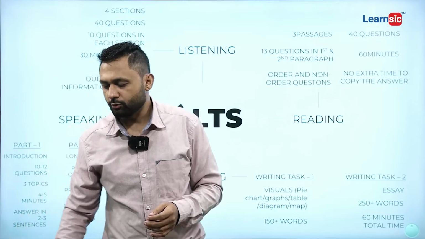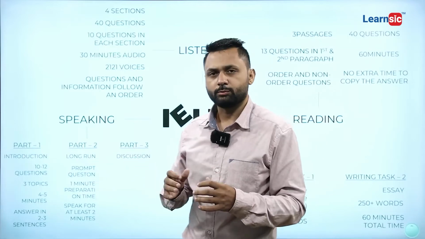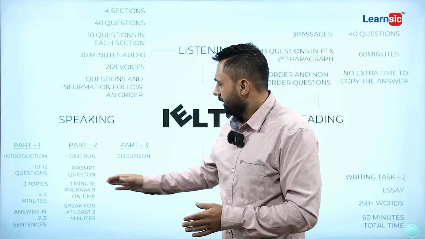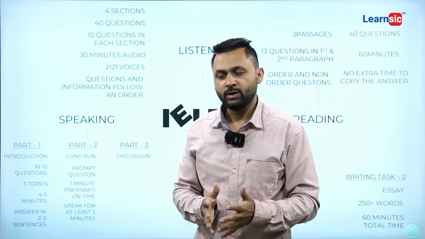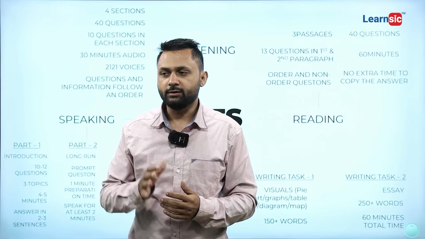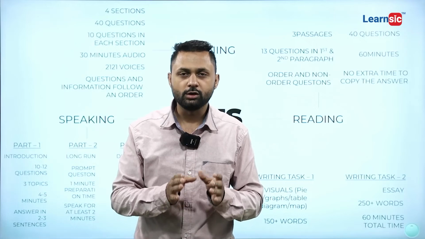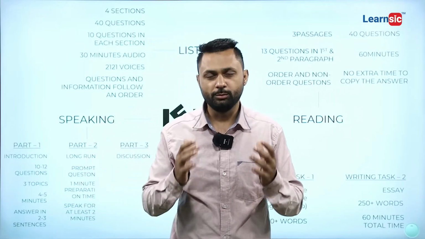It is known as the long run. You will be given a prompt question. If you want to know what a prompt question is, you can go to speaking part 2 and have a look at it. After getting this question, you will get 1 minute for preparation, and in that 1 minute you can make notes. You will be given a paper and a pencil. After 1 minute, you need to speak for 2 minutes continuously. The examiner will not interrupt you even if you make grammatical errors or any other errors. So your target is to speak for 2 minutes continuously.